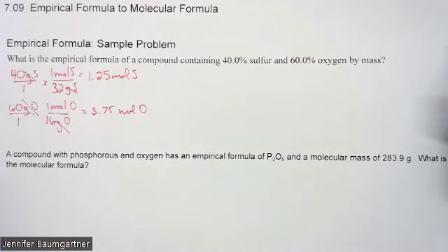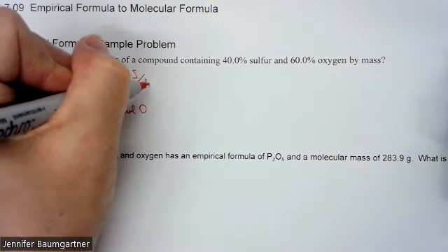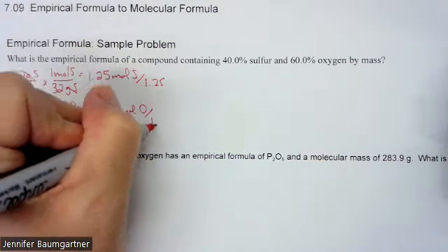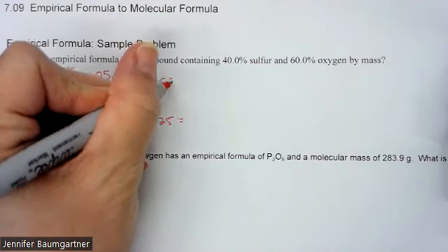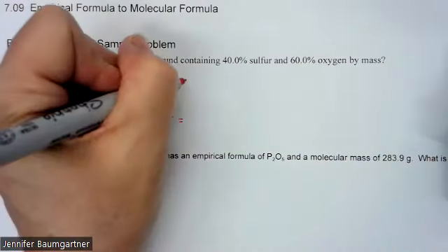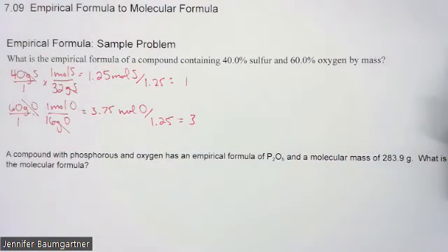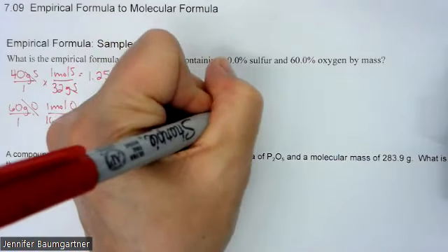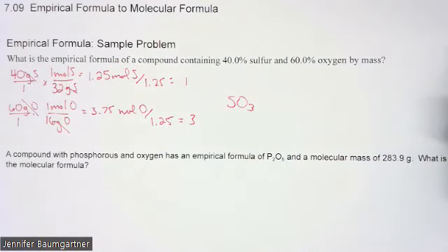Step 3 is to find the mole ratio. So I want to divide each side by the smallest amount, which is 1.25. And that gives me a 1:3 mole ratio, meaning that my empirical formula is going to be SO3. Some of the problems where they ask you to calculate the molecular formula, you'll have to do this first.